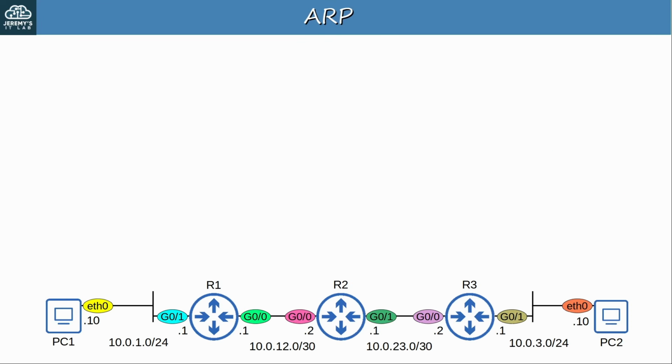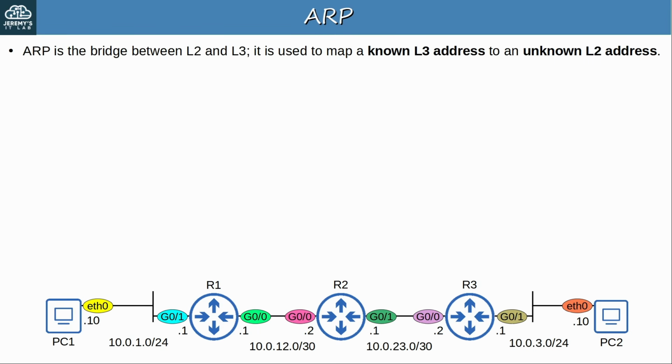Now let's get into ARP. First, a brief one-slide review of what ARP is. ARP is the bridge between Layer 2 and Layer 3. It is used to map a known Layer 3 address to an unknown Layer 2 address. Now, how is the Layer 3 address known? For example, an end host will know the IP address of its default gateway, either via DHCP or manual configuration. A router will know the next hop IP address by checking its routing table, etc.